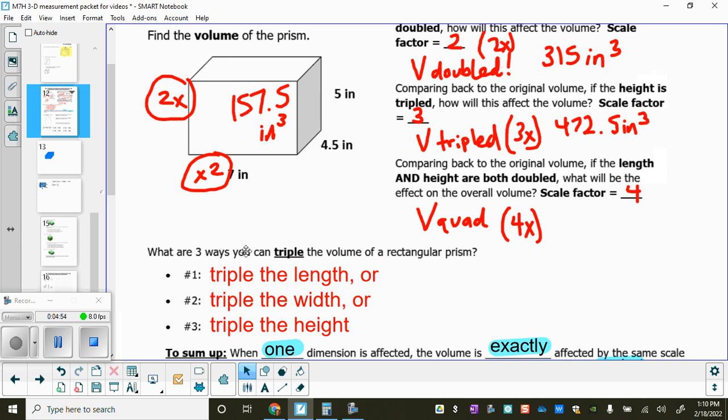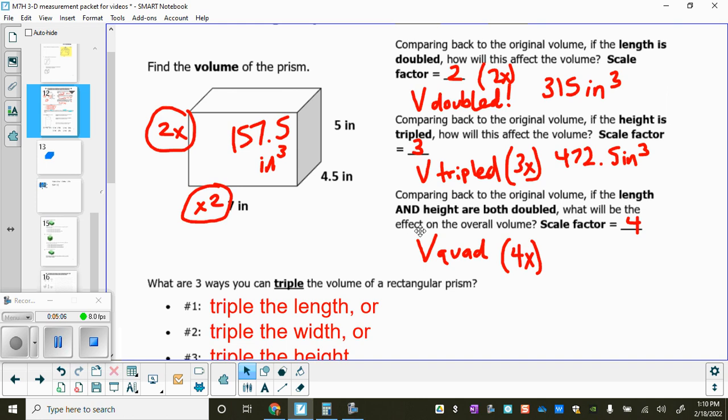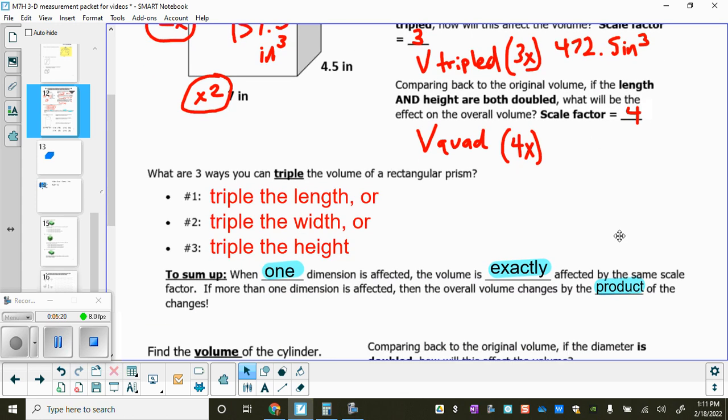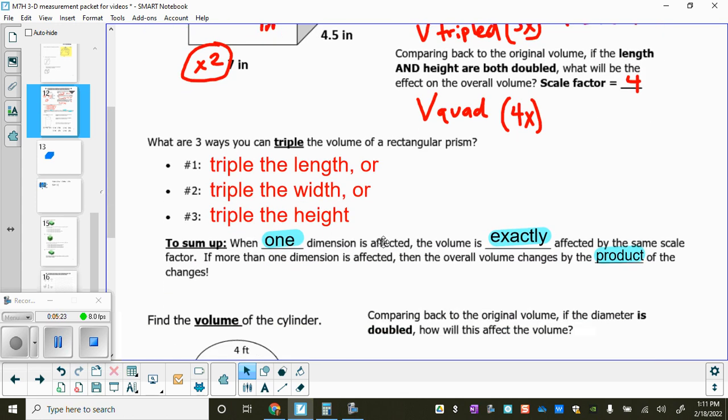So if I want to triple the volume of a box, I could either triple the length or triple the width or triple the height, which we already saw with the 3 on top of itself. Now, if we're impacting more than one dimension at a time, kind of like how we doubled the length and the height here, notice that the overall volume was impacted by the product of those changes. So if only one dimension is affected, then the volume is exactly affected by that same scale factor.